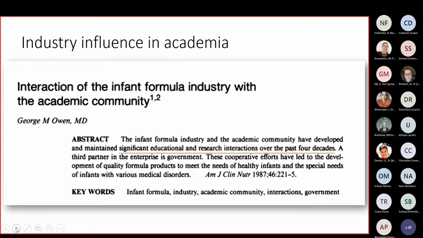Furthermore, we know that this publication that came out in 1987 was after the code that was instituted. And again, as Tanya showed earlier, very prominent, very leading academic publications have this relationship and are actually engaged in different ways with formula companies.